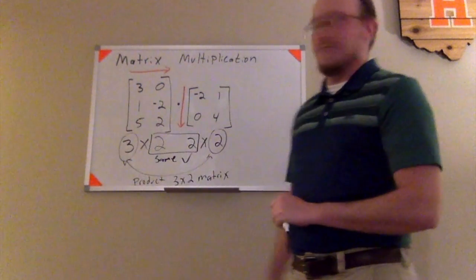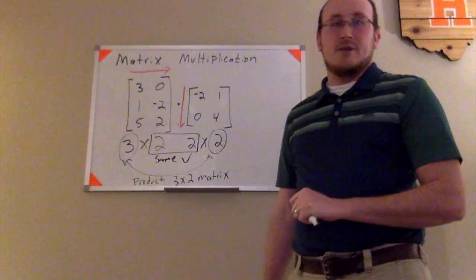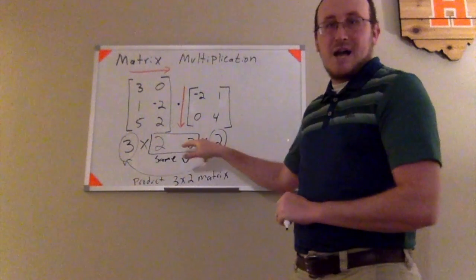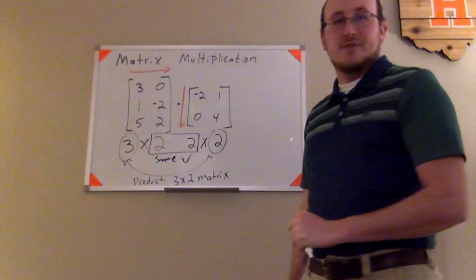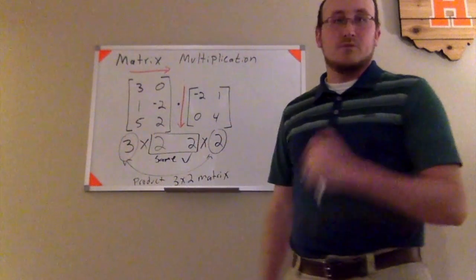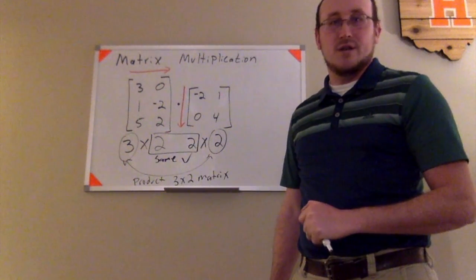Just write the dimension of the first one, write the dimension of the second one right after it. If these middle 2 numbers match, you can certainly multiply those matrices, and then these outer 2 numbers will give you the dimensions of the product that you should end up with.